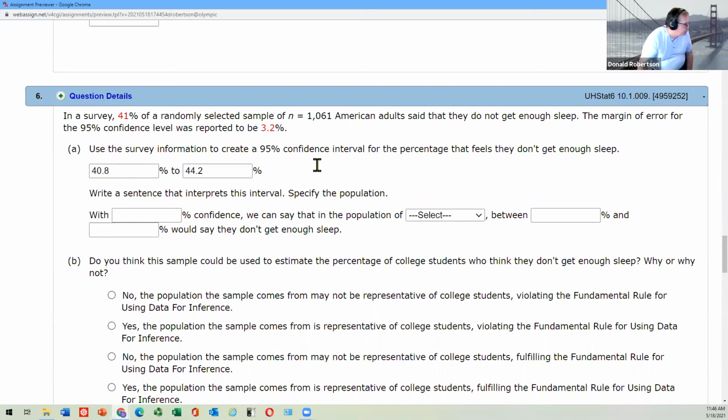And then you write a little sentence with 95% confidence. We can say that the population of the, is it all adults or American adults? American adults is between 40.8% and 44.2%.